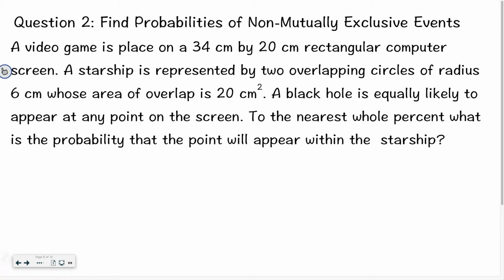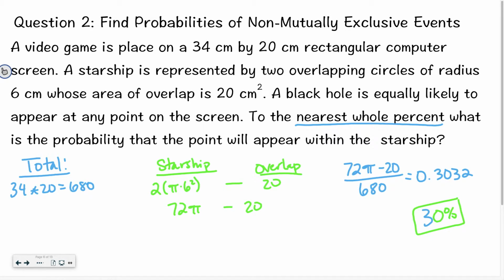Okay, question number 2. Go ahead and read this problem and try to figure it out. Good luck. All right, to solve this problem, hopefully you started out by figuring out the total space. So 34 times 20 is the entire computer screen. And then you found the area of the starship, which was 2 circles. So I did 2 times pi times radius squared, which is 72 pi. And then there's a 20 centimeter squared overlap.